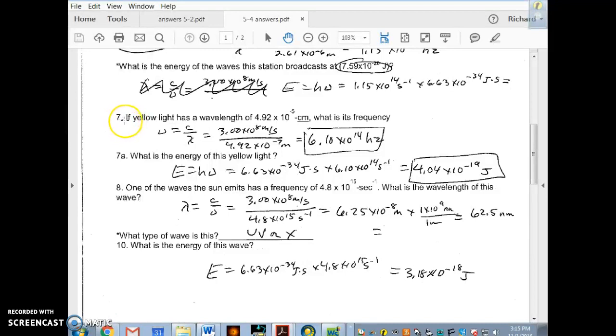So number 7. Once again, I divided by 100. I got 10 to the minus 7th. So I got 6.1 times 10 to the 14th hertz. The answer wasn't there this time. I multiplied that frequency times the Planck's constant. I got 4 times 10 to the negative 19th.